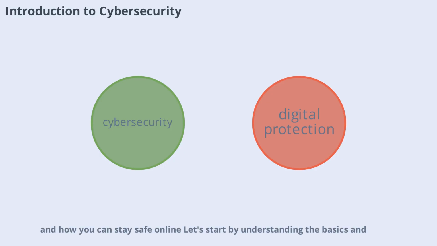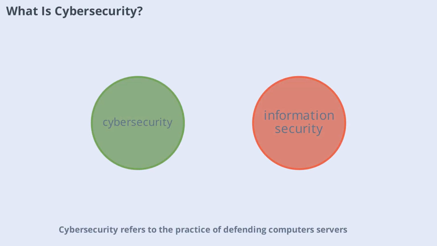Let's start by understanding the basics and setting the stage for a safer digital experience. Cybersecurity refers to the practice of defending computers, servers, mobile devices, electronic systems, networks, and data from malicious attacks. It's a broad field that covers everything from protecting your personal information to securing large corporate networks. As technology evolves, so do the tactics of cybercriminals. That's why understanding cybersecurity is essential for everyone, not just IT professionals. In the next scenes, we'll break down the main types of cyber threats and how they can affect you.